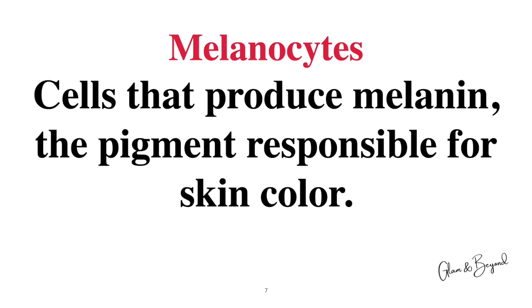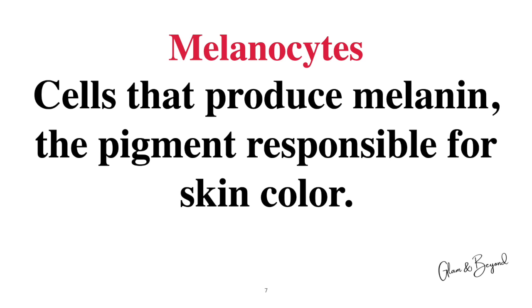Next, we have melanocytes. Melanocytes, cells that produce melanin, which is the pigment responsible for skin color. Now, there are two types of melanin that are produced: eumelanin, which provides brown to black pigmentation, then pheomelanin, which provides yellow to red pigmentation. The amount, the type, and the distribution of melanin determines a person's skin, hair, and eye color.